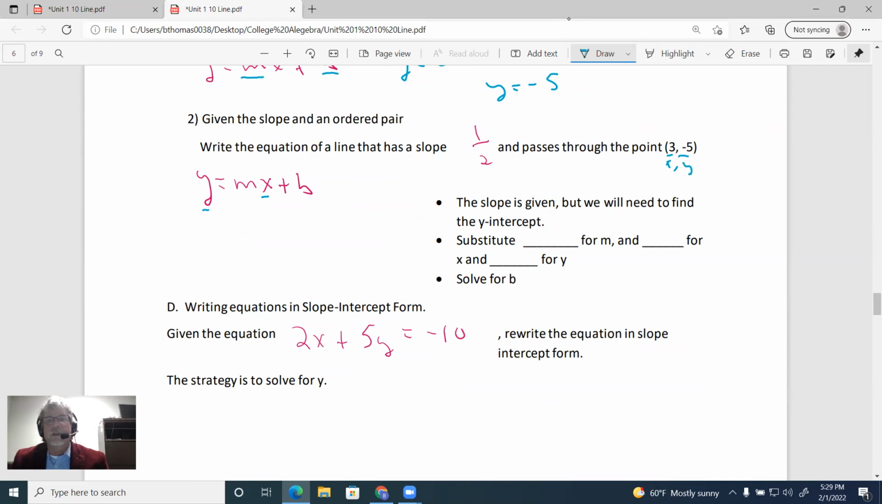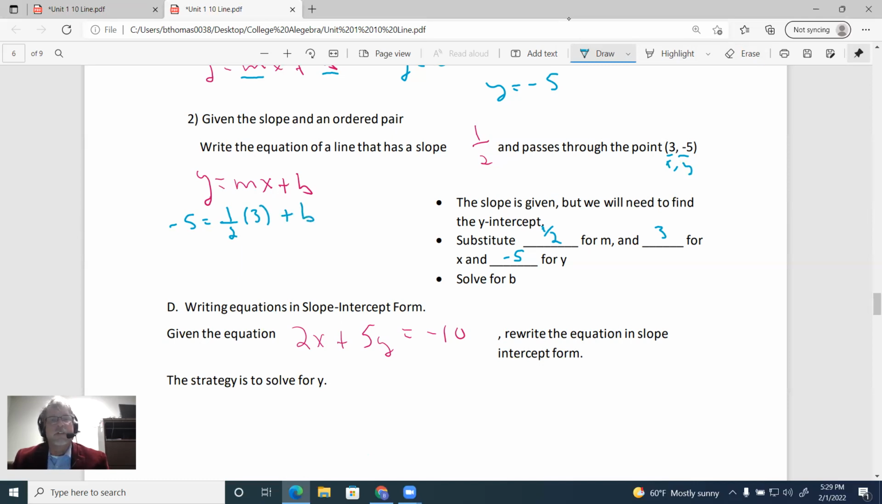So what we're going to do is substitute the 1/2 in for m, substitute the 3 in for x, and substitute -5 in for y, and then solve this for b. So the y gets changed to -5, and that's going to equal 1/2, replacing m with 1/2, times x, which was 3, plus b is what we have there.